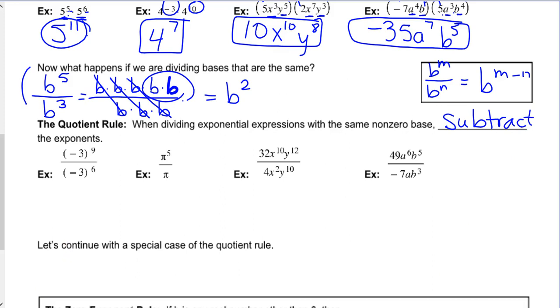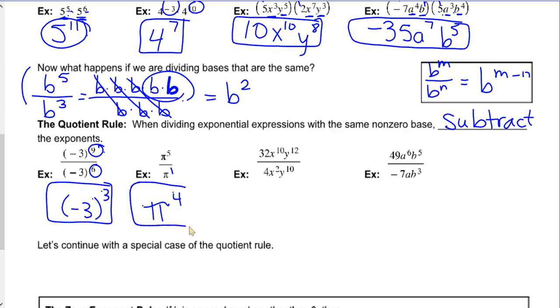Now again, the base doesn't change, so here I have a negative 3. I'm still going to end with a negative 3, but now I'm going to take the 9 minus the 6, which gives me a 3. Now, you could actually write that out as negative 27 because that's what negative 3 times negative 3 times negative 3 is, but you can leave it in exponential form. Here, my base is pi, so I'm going to end with a pi as the base, but I'm going to subtract this 5, and don't forget, there's an invisible 1 there. 5 minus 1 gives me a 4, and that's the best I can write that in exact form.